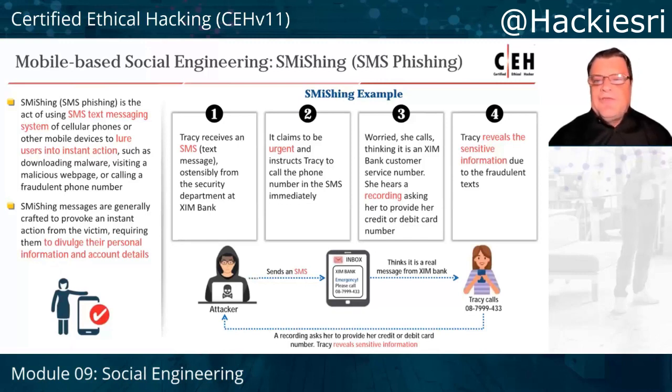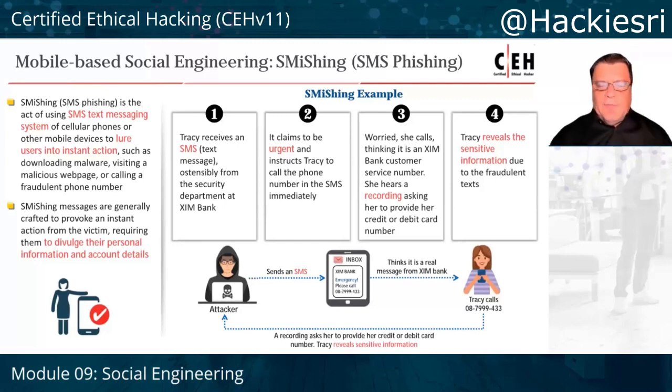Here we have a smishing example. Number one, Tracy, in this case, receives an SMS text message ostensibly from the security department at her bank. It claims to be urgent and instructs Tracy to call the number in the SMS immediately. Worried, she calls, thinking it's her bank customer service number. She hears a recording asking her to provide her credit or debit card numbers. Tracy reveals the sensitive information due to the fraudulent text that she has believed in.